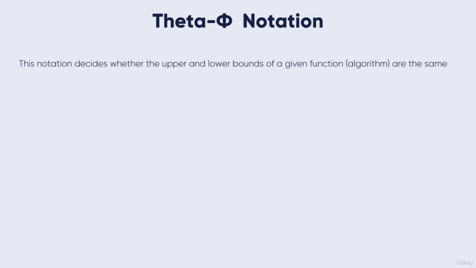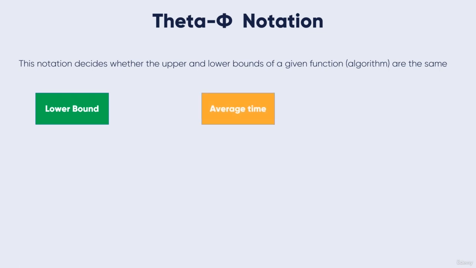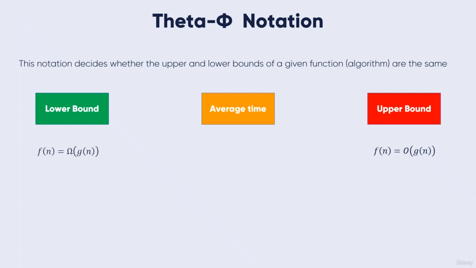Theta notation. This notation decides whether the upper and lower bounds of a given function or algorithm are the same. So the average running time of an algorithm is always between the lower bound and the upper bound. If the upper bound, O notation, and the lower bound, omega notation, give the same result, then the theta notation will also have the same rate of growth.